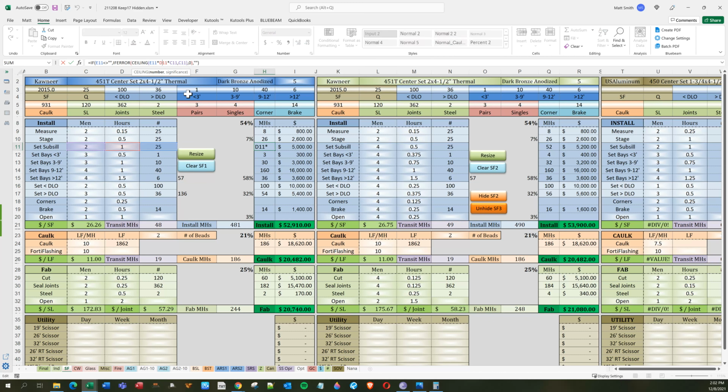So, to establish how many man hours it takes to set the subsol, we are saying it's 2 men, 1 hour, with a quantity of 25. We're multiplying those 3, and then we're rounding up to a significance of C11, which is 2.